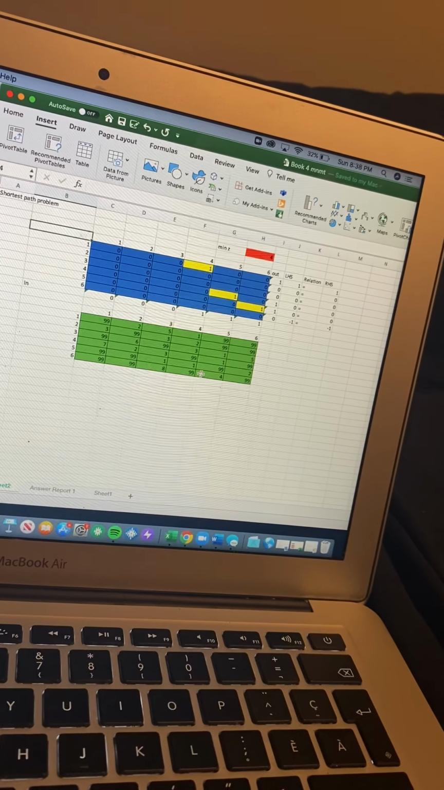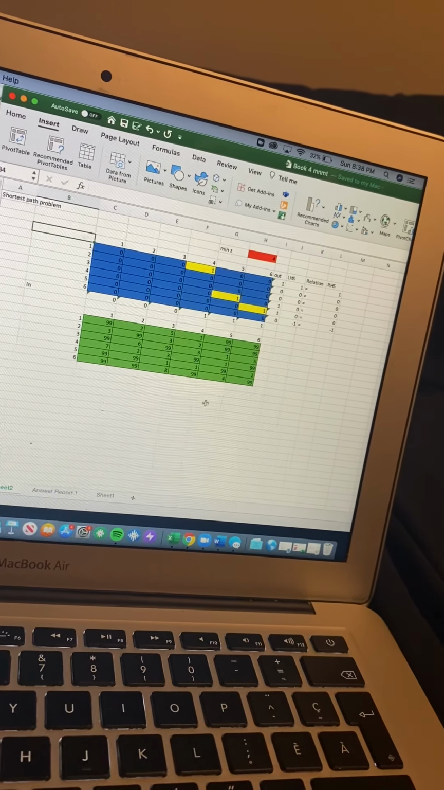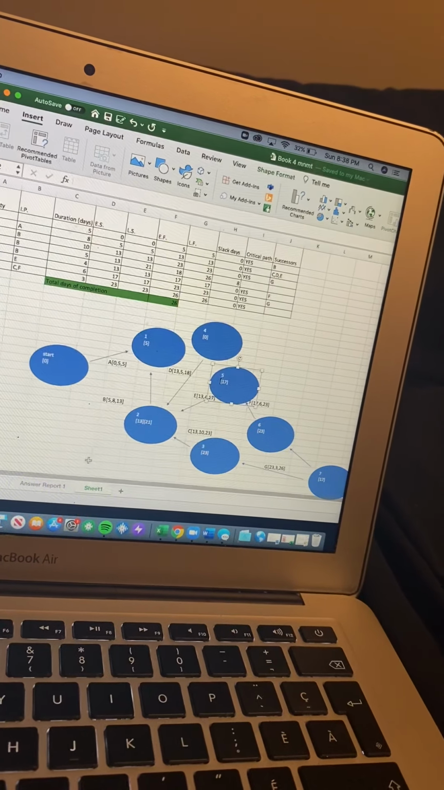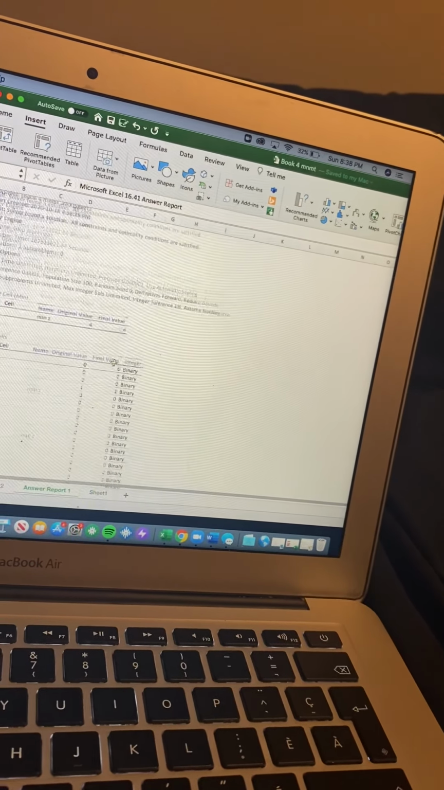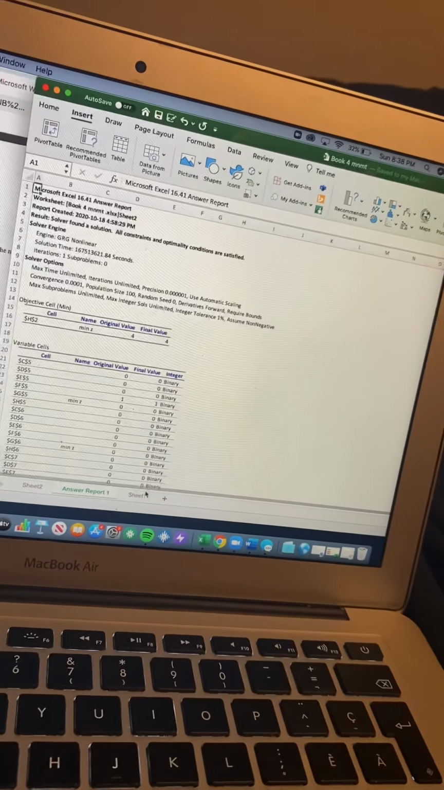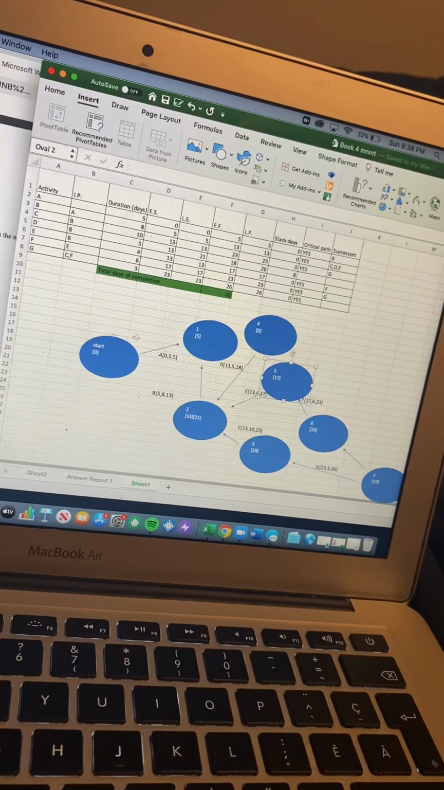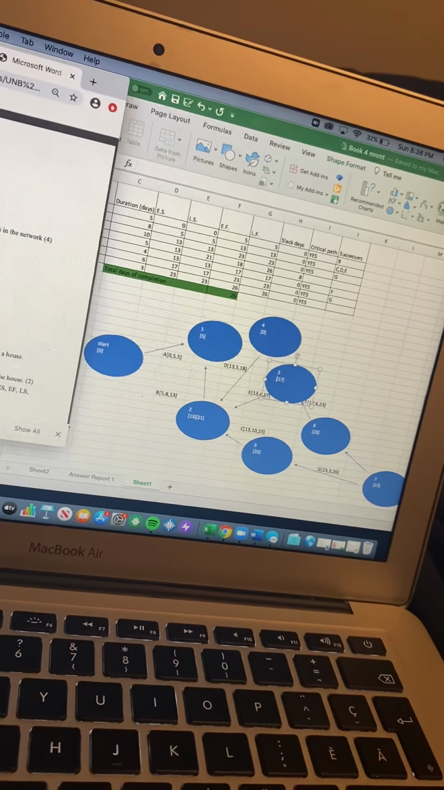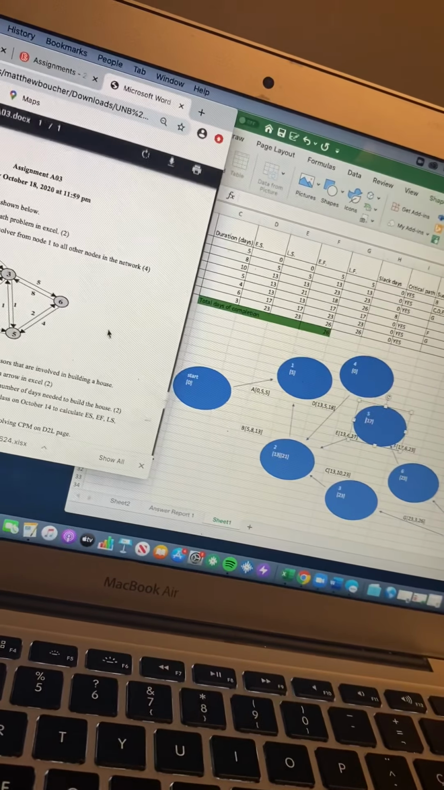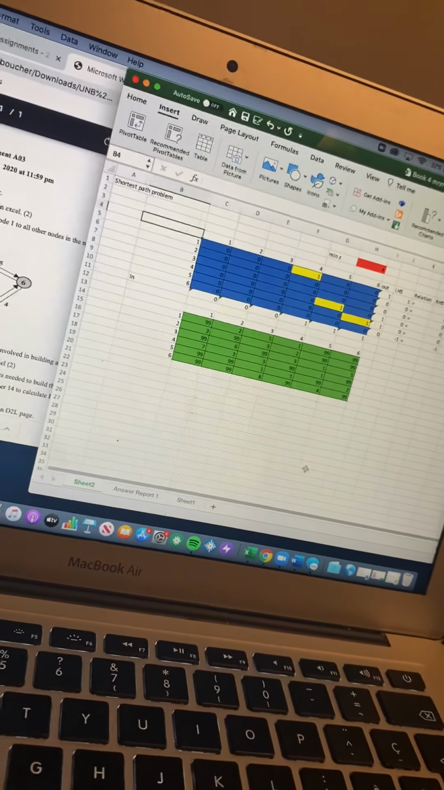After that, on the second sheet I have my sensitivity report right here, followed by the second question. Find the shortest path using Solver from node 1; the answer would be down here.